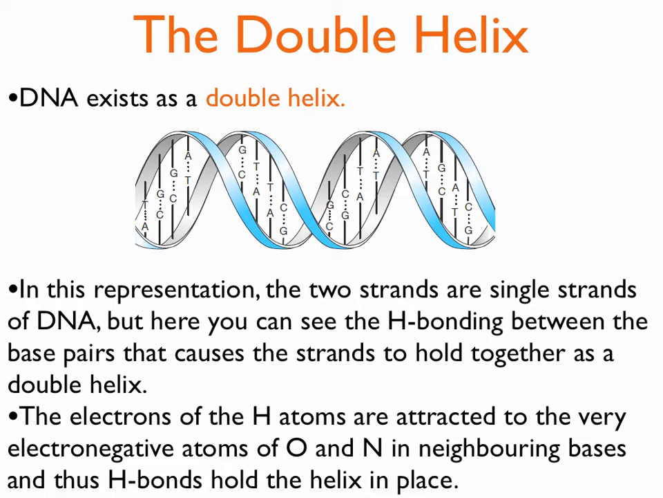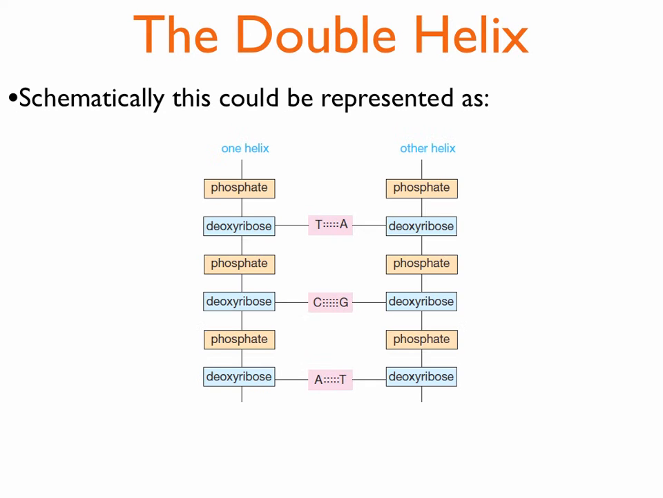So the electrons of the H atoms are attracted to the very electronegative atoms of O and N in the neighbouring bases, and so this holds the paired DNA strands together in this double helix arrangement. Schematically, you can just represent it like this. You've got your sugar phosphate backbones, and you have a base attached to each sugar. There's 1 helix on the left and 1 helix on the right.